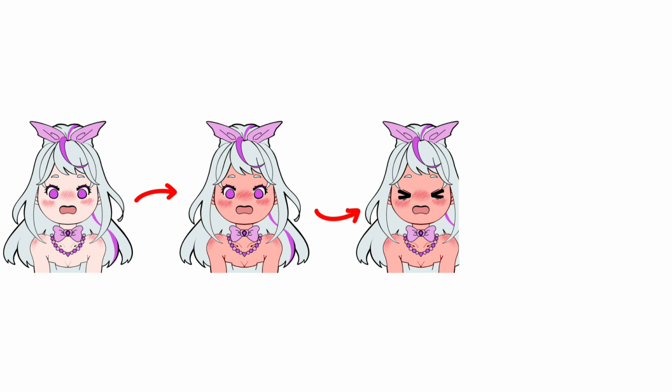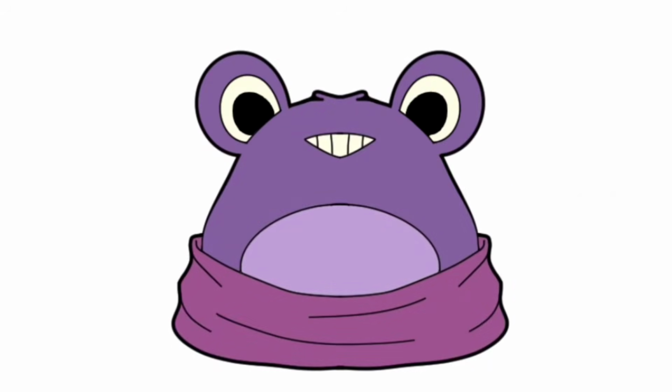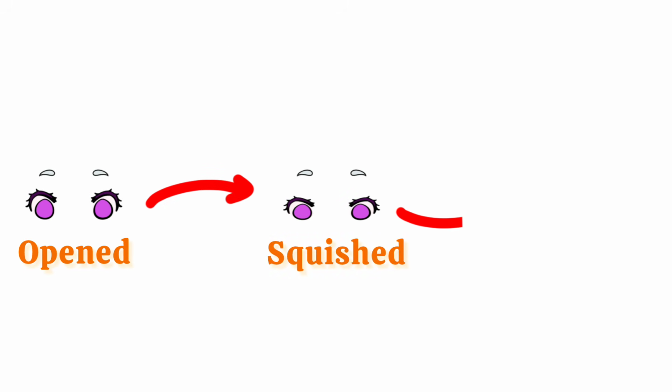Let's add more emotion to our emotes by changing the eyes and mouth. Blinking is one of the simplest ways to make an emote feel alive. You only need 3 different eye drawings played at different timings to create a natural blink.